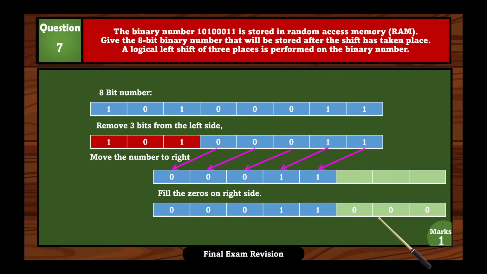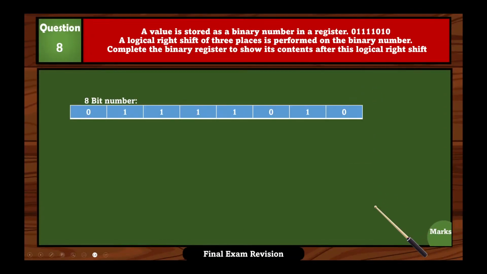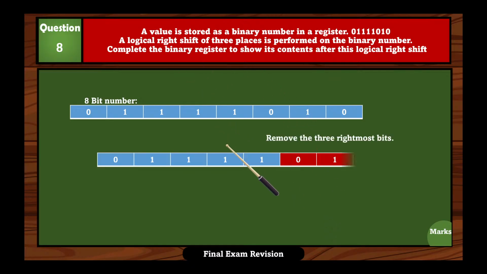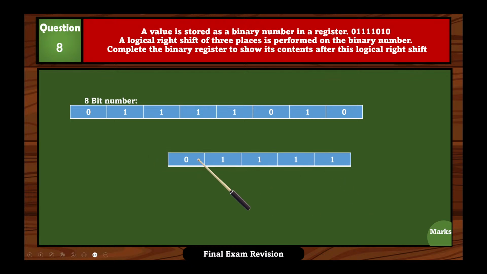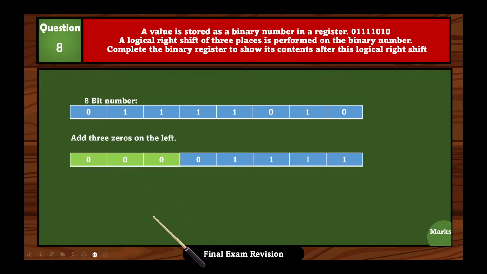Okay. Let's see the next question. A value is stored as a binary number in a register. So this is the value. A logical right shift of 3 places is performed on the binary number. Complete the binary register to show its content after this logical right shift. So this time we have to do the right shift, and how many places? 3 places. So we're going to apply the same trick. We first remove the 3 bits from the right side. Then we add 3 zeros on the left side, and that's our answer.